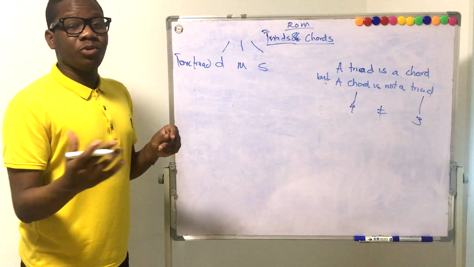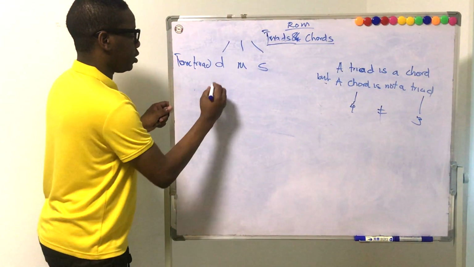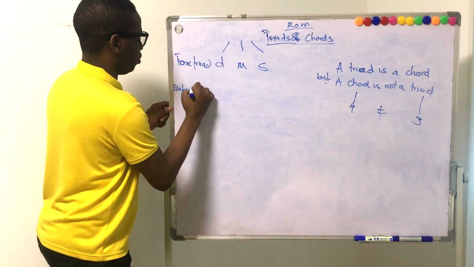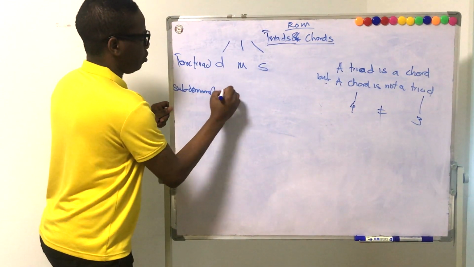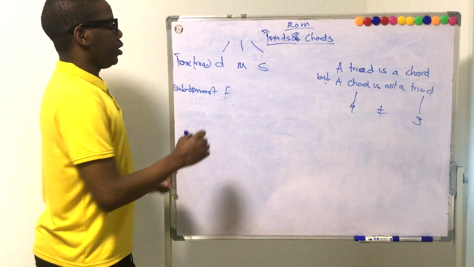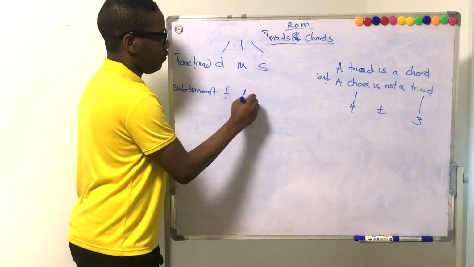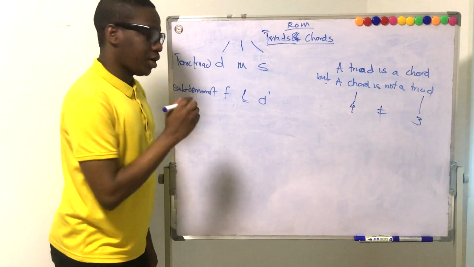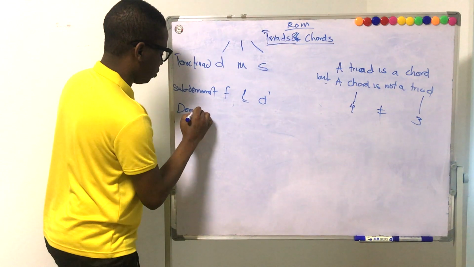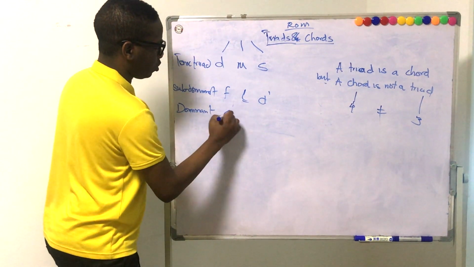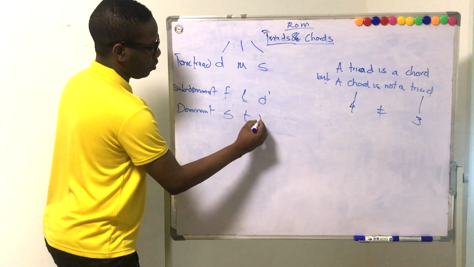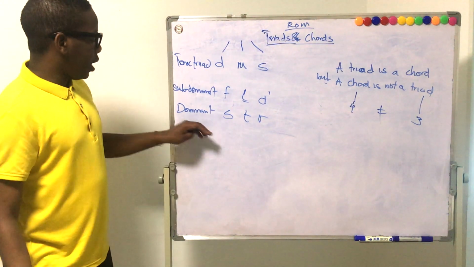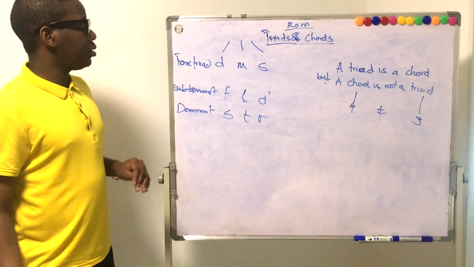Let's look at the subdominant triad for example. Subdominant, which is fa. The third will be la, and the fifth will be do, the upper one. And then the dominant triad as well will be sol, then ti, and of course re. That makes the dominant triad here.